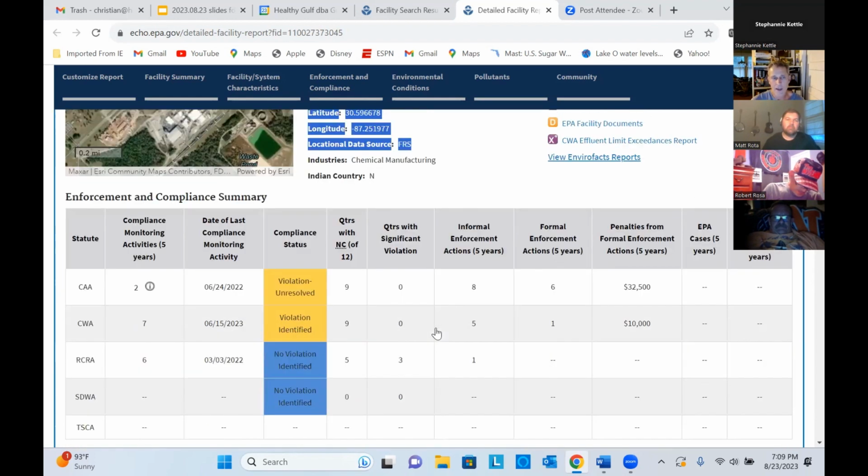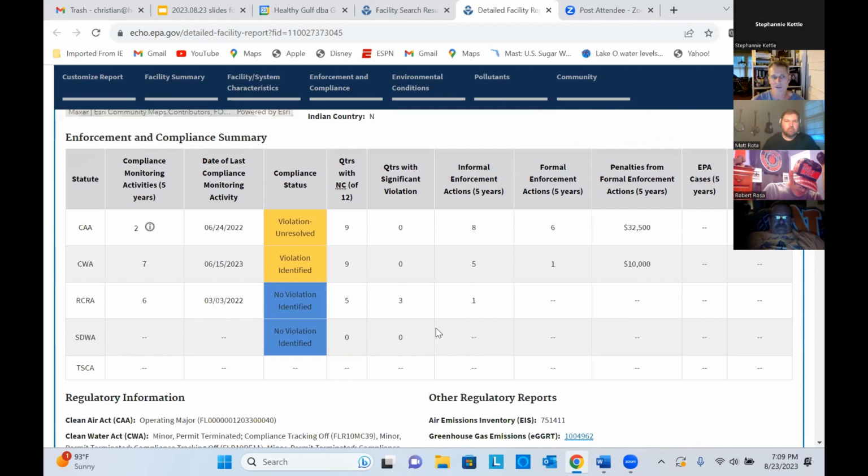As we scroll down, we're going to see, similar to what Matt showed, the enforcement and compliance summary. The statutes on the left here are various federal laws. Most all of these laws are federal laws, and by the way, most of these were passed in the late 60s and early 70s when our nation was really at an environmental crisis.